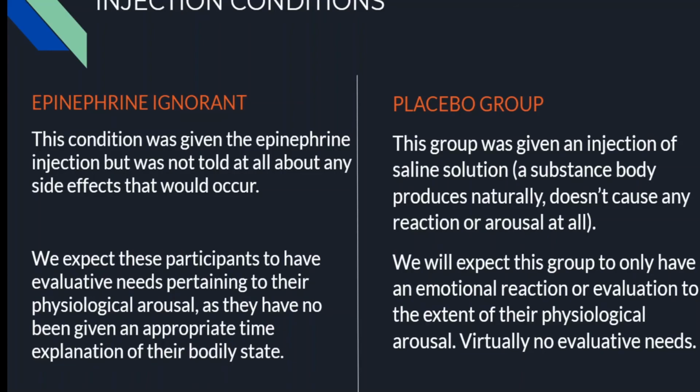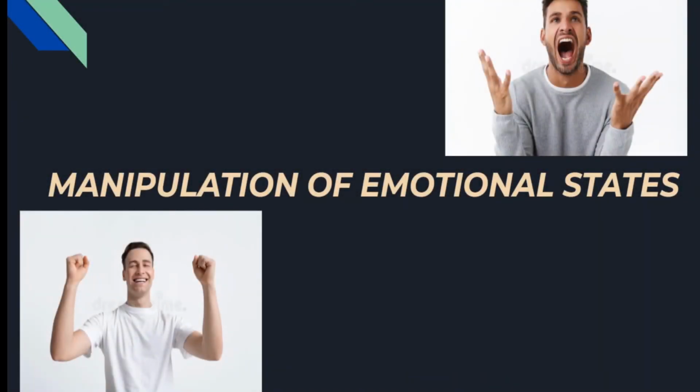Now, the next we move on to the manipulation of emotional states, also known as the social. So, if you go back to the name of the study, it's physiological, cognitive, and social determinants of emotion. This is where the social part comes in. So, cognitive is what we take away from the situation. Physiological is the presence or the absence of the arousal that we have injected to them, and this is where the social part comes in.